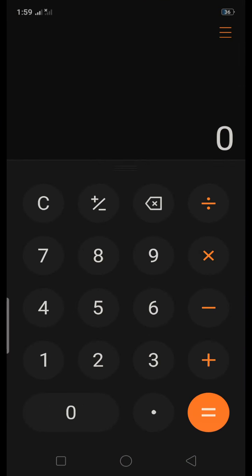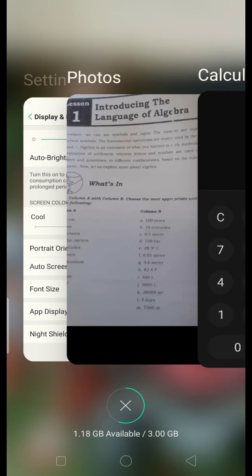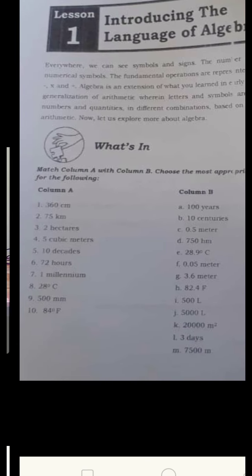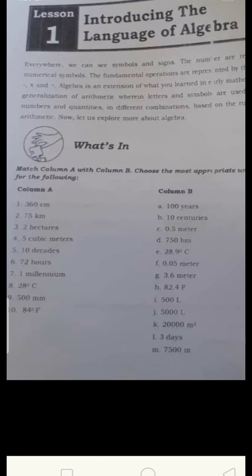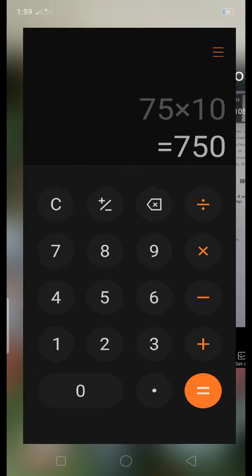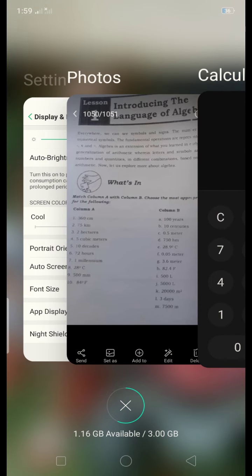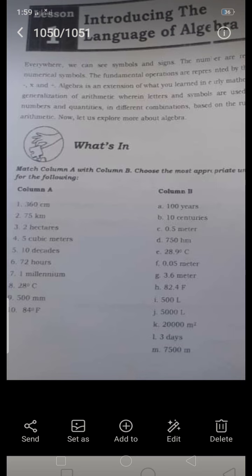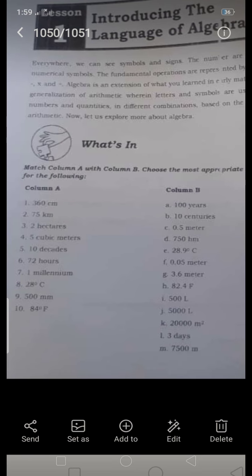So, that is 75 kilometers. Kasi isang kilometer may 10 na hectometers. So, 1 kilometer is equivalent to 10 hectometers. So, pag may 75 kilometers ka, i-multiply lang natin ng 10, yun ang magiging value equivalent ng 75 kilometers natin. That is 75 times 10. So, 750 hectometers. So, hanapin na natin sa column B yan.